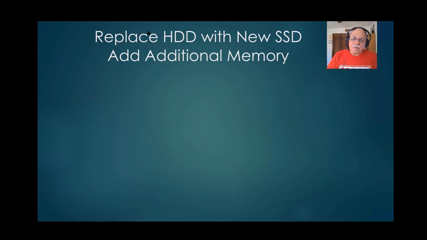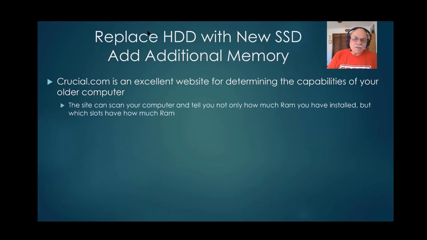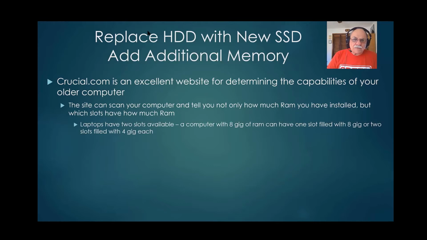Okay, so the bottom line, you want to replace your hard drive with a new solid state drive and add additional memory to an older computer instead of having to buy a new one. I use Crucial.com. I find that to be an excellent website for determining the capabilities of your older computer. The site can scan your computer and tell you not only how much RAM you have installed, but which slots have how much RAM.